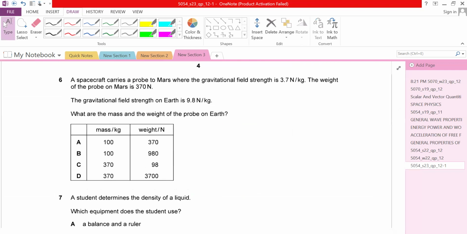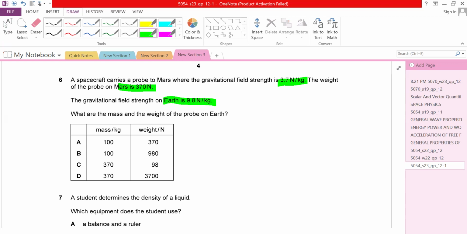Question number 6. A spacecraft carries a probe to Mars where the gravitational field strength is 3.7. The weight of the probe on Mars is 370 newtons. The gravitational field on the Earth is 9.8. What is the mass and the weight of the probe on the Earth?